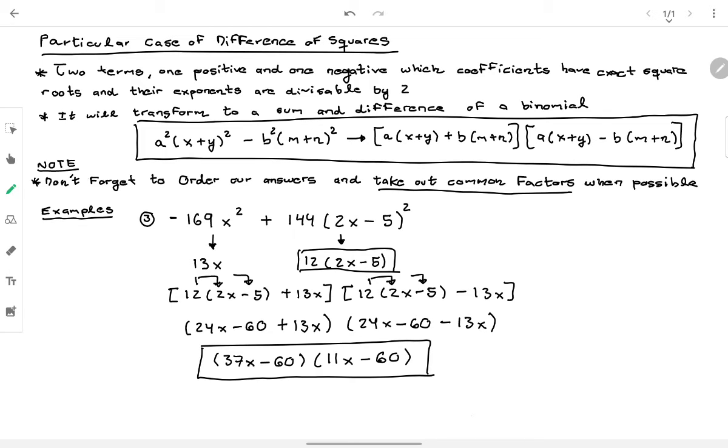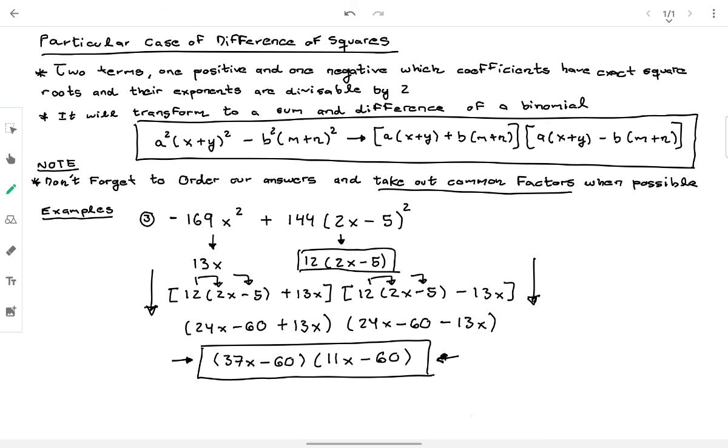So remember, doing these specific exercises of the particular case of difference of squares, I will get as an answer also a sum and difference of a binomial, but because we are going to simplify it, maybe at the end it won't look like a sum and difference of a binomial, because we need to simplify it as much as we can. So that's why maybe the answer in this case wouldn't look like a sum and difference of a binomial, because we are going to simplify it the most.